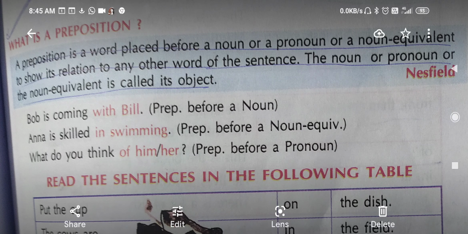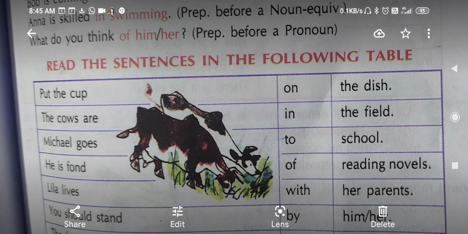What do you think of him or her? Him or her, it is known to you that they are pronouns. So, of comes before him or her. You can also be able to understand the preposition with the help of this table.